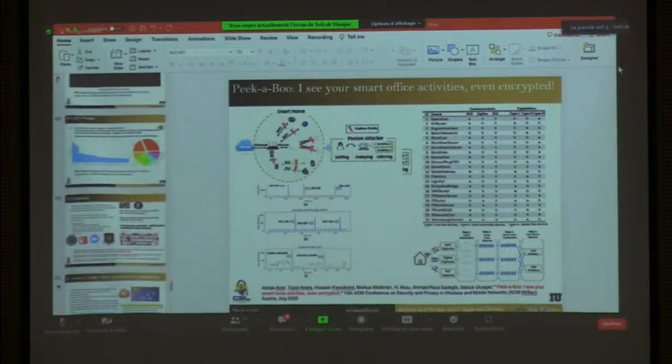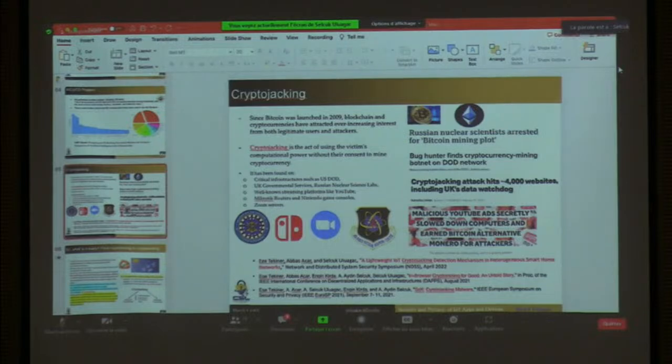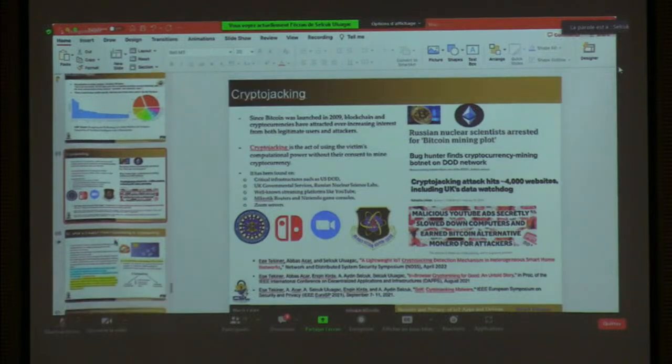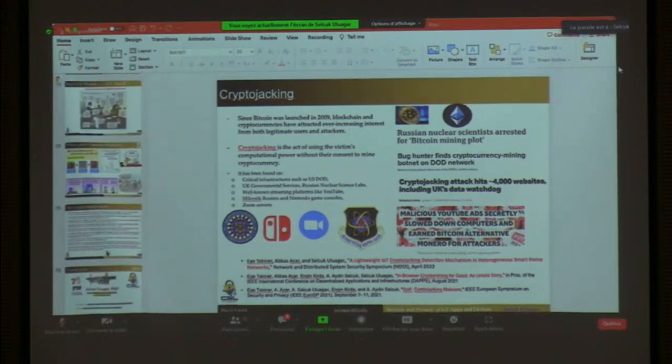Other than that, since we have 3 minutes, cryptojacking is big, so you may want to be interested in it. We looked at how illegal Bitcoin mining can actually be caught, and we have shown several examples of that on IoT devices, smart TVs, etc. And this was a big problem for YouTube, for Zoom servers, and some government entities. So it was really an interesting study.